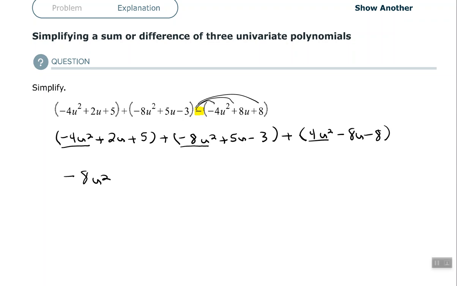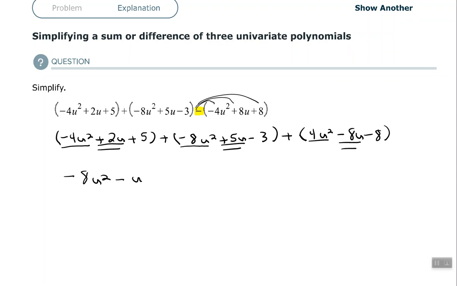Okay, now I have 2u plus 5u to the first minus 8u to the first. So 2 plus 5 is 7. 7 minus 8 is negative 1. And the 1 is understood to be there. So negative 1u to the first.